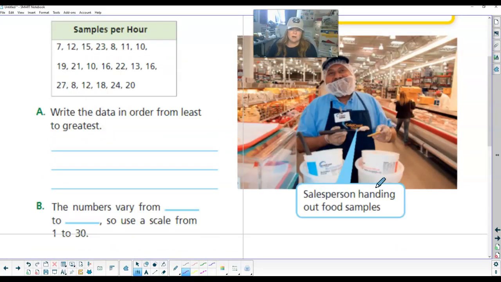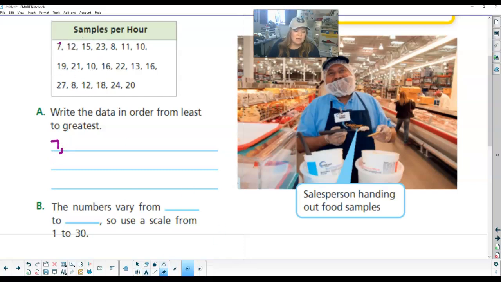We've got our salesperson handing out the samples. They gave out 7 one hour, 12 another, 15 another. So the very first thing we want to do is write these numbers in order. I'm going to look for my smallest one. I can see 7 here. Looks like 7 is the smallest. So we're going to start with a 7. So I used my 7.